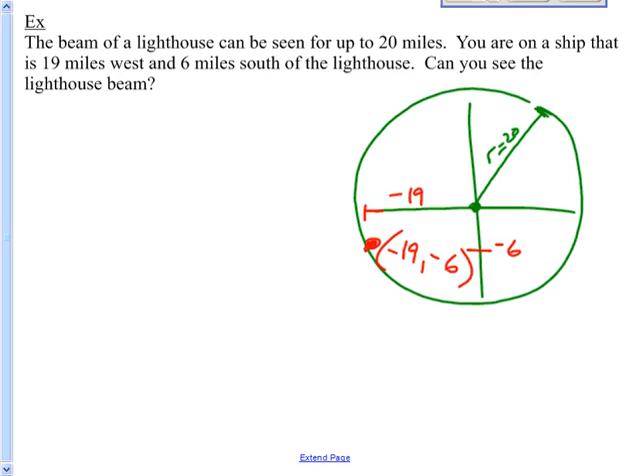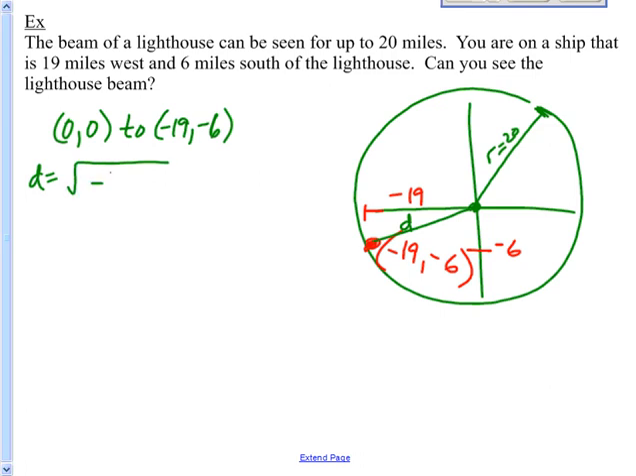Are we inside of this circle? Are we on it or outside type of deal? Okay, well, here's how I would think about this: is this distance within 20 miles? So if I find that distance, am I within that radius of 20, right? So I'm going to go from 0, 0 to that -19, -6, and I'm going to find this distance. And is that less than or equal to 20, the radius of this lighthouse beam?